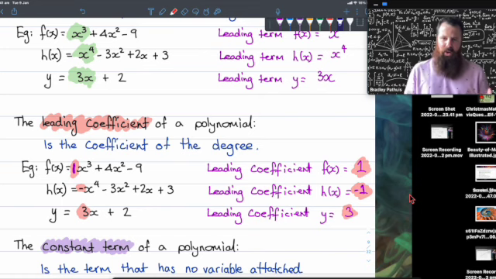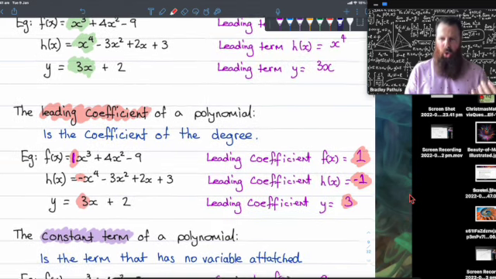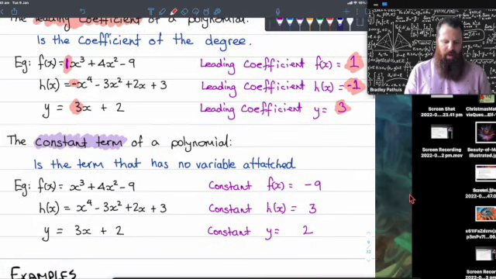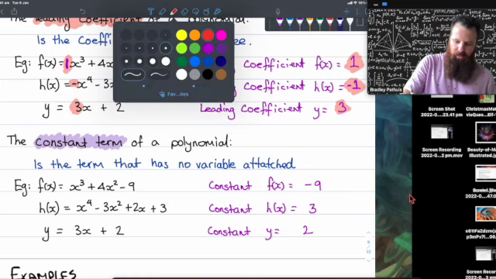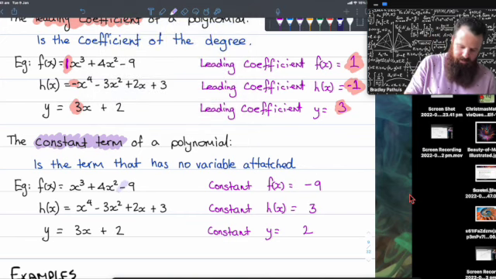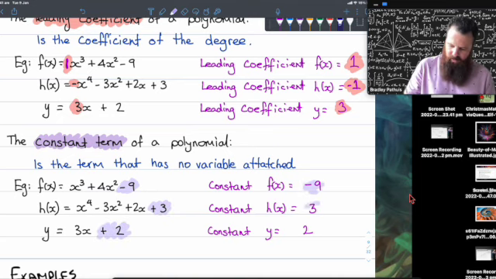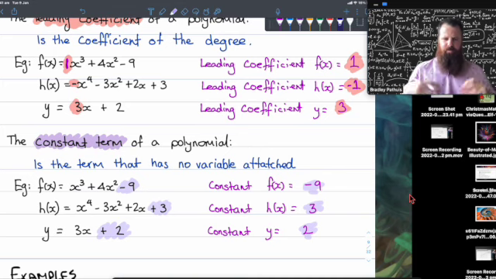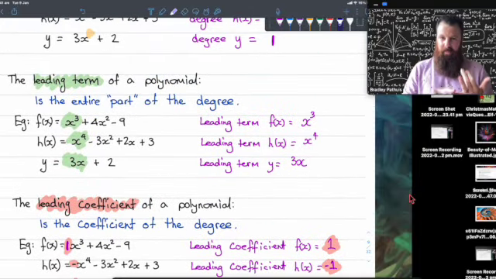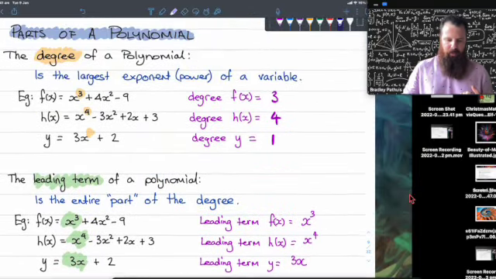And the final part of a polynomial that we want to look for is the constant term. Remembering that it's the thing that has no variable attached to it, the thing that we associate as our y-intercept. So for all these polynomials, the constant term, this negative 9 at the end, this positive 3, this positive 2, they would be the y-intercepts if we were to sketch those polynomials. Something to remember about polynomials, because all these tell us important information.